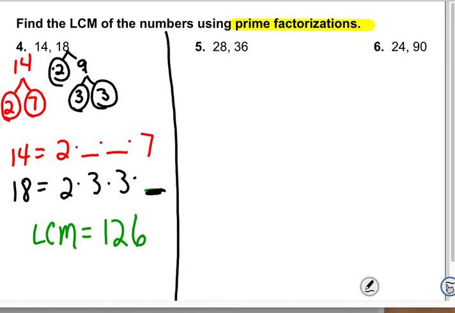28 and 36. You do it. 28, do the factor tree for 36, and then you tell me what the LCM is.